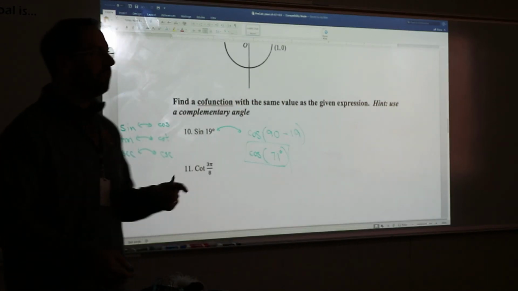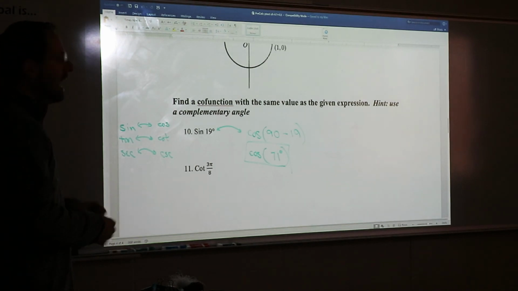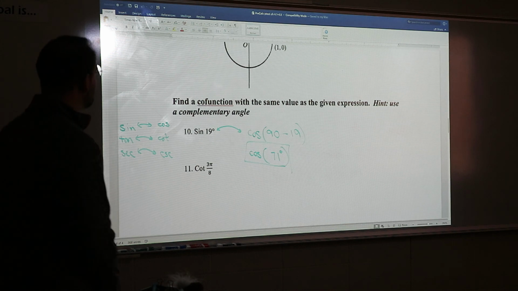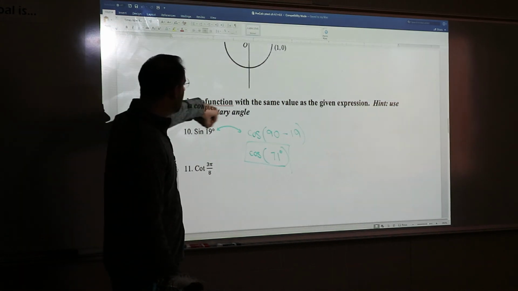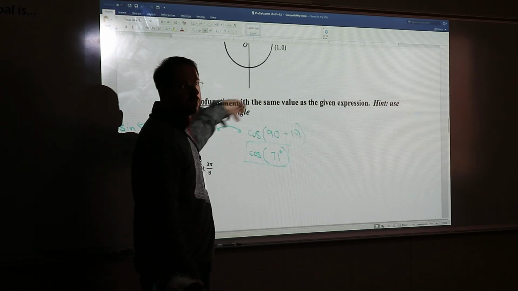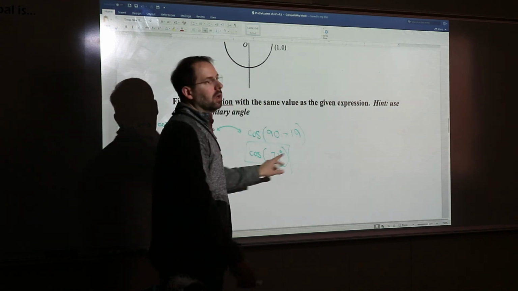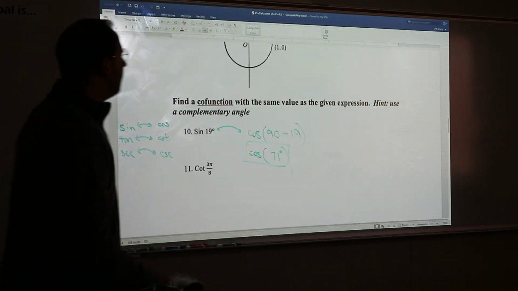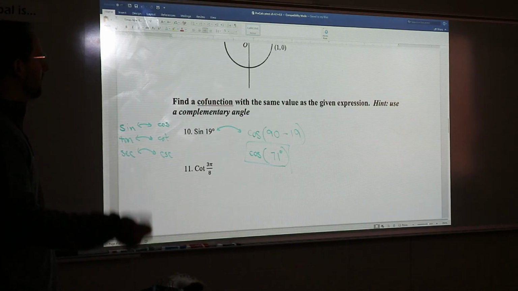It wants the cofunction, and it wants to know the angle you have to put in there that would give you the same number. If you type the sine of 19 in your calculator, it's 0.325, the same answer as the cosine of 71. It's the same answer. That's how you can double check that you did it right. But they don't want to know what the decimal is. They don't want to know the fractions. They just want to know what is the cofunction that will give you the same value.